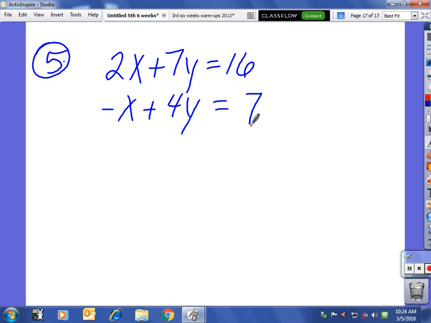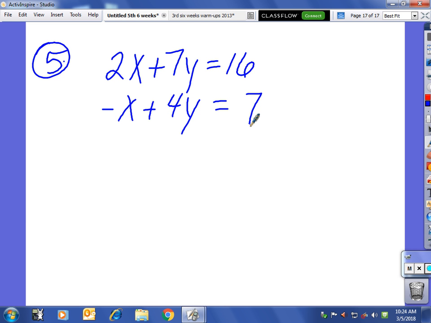Because we forced one. It's called elimination because we eliminated one of the letters. You thought it was like lighting something up? Illumination?